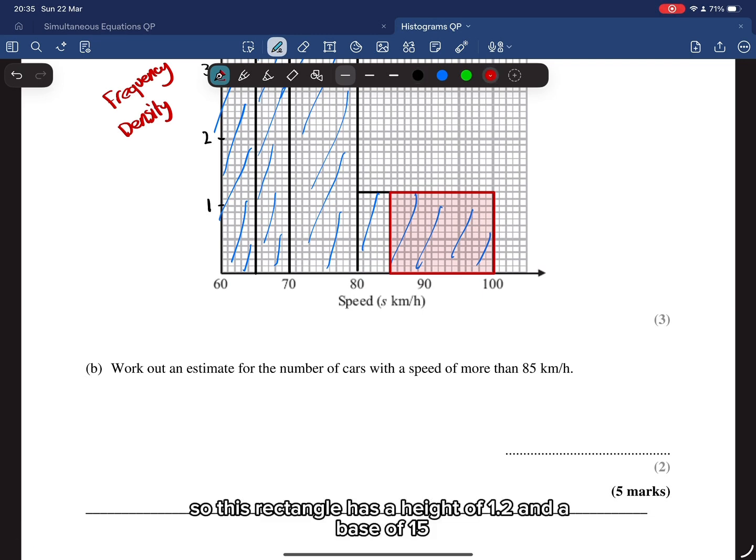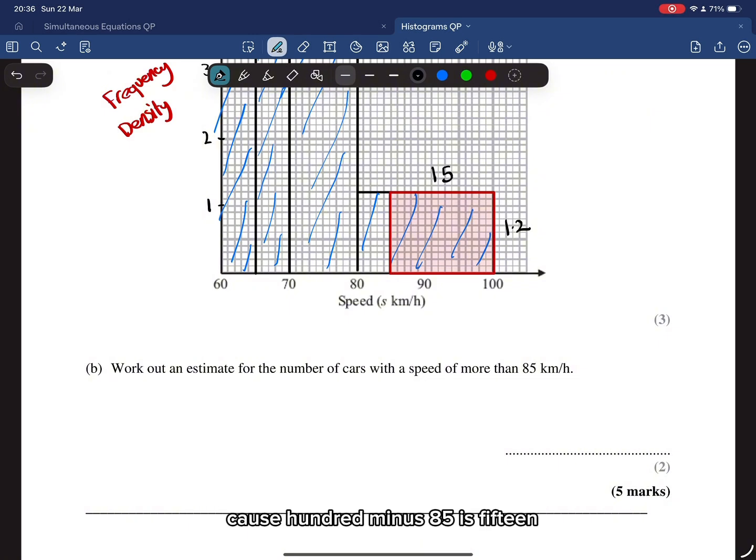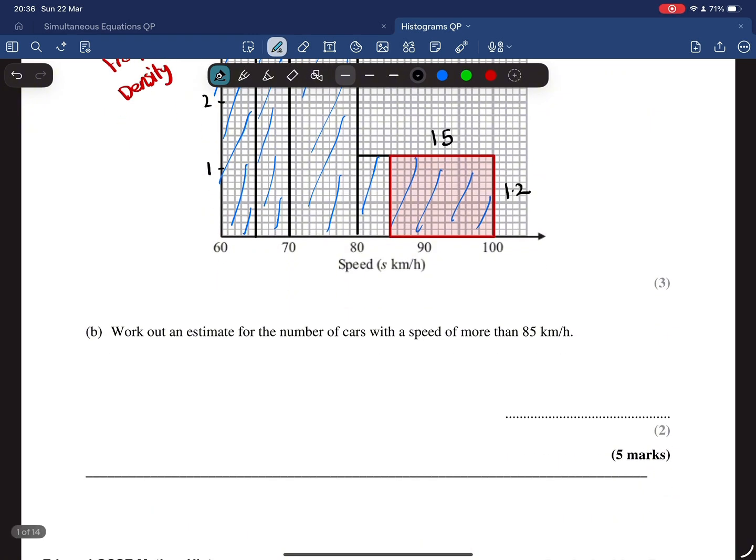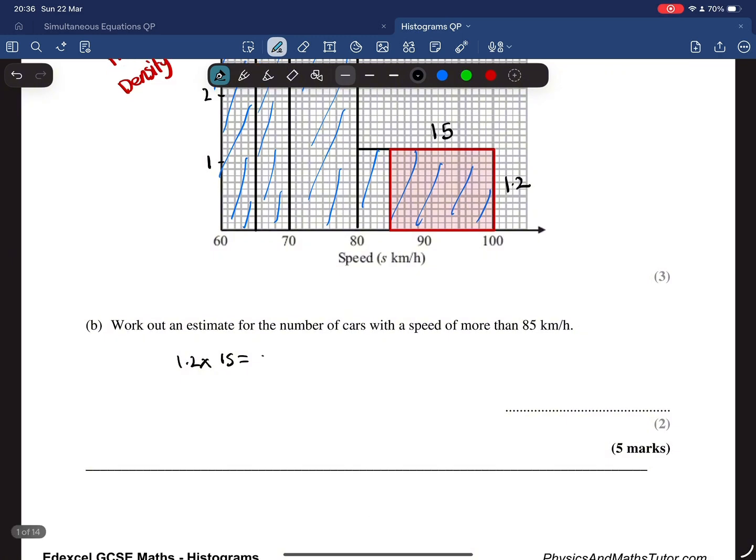This rectangle has a height of 1.2 and a base of 15, because 100 minus 85 is 15. So we do 1.2 times 15 equals 18. So we can say that there are 18 cars more than 85 kph. And that's it.